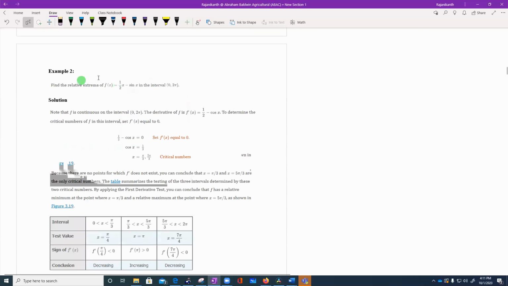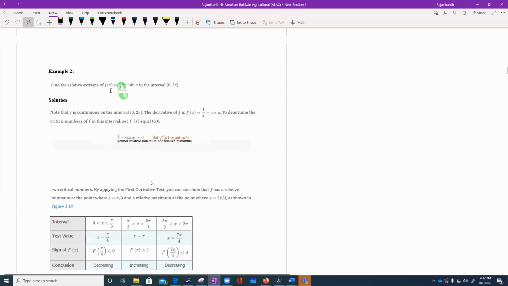So if you look at this problem, the question is finding relative extrema. That means you are finding a relative maximum or minimum value. So what is the procedure? First, you need to find the critical value. So critical value means what? You need to find the first derivative, and you are looking for the points where the slope is zero or does not exist.